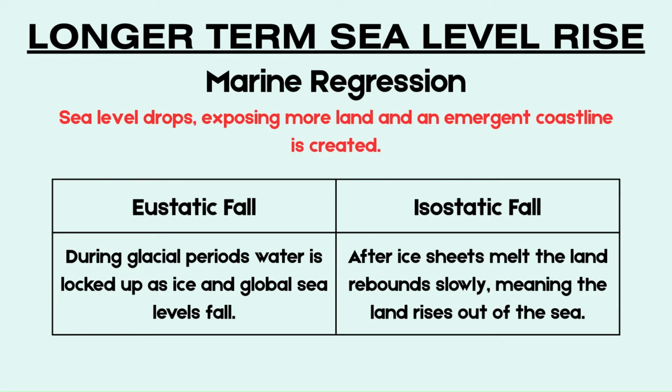Eustatic fall can cause this. During glacial periods, water is locked up as ice and global sea levels fall. Isostatic fall creates this after ice sheets melt. This means the land rebounds slowly, and the land rises out of the sea. We will look at the landforms this creates later in the video.